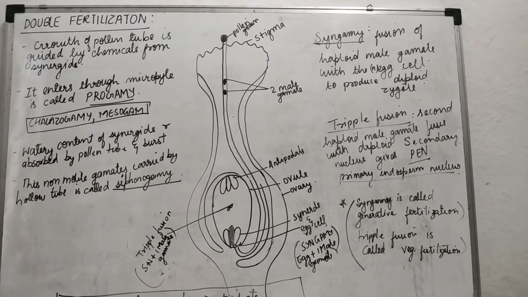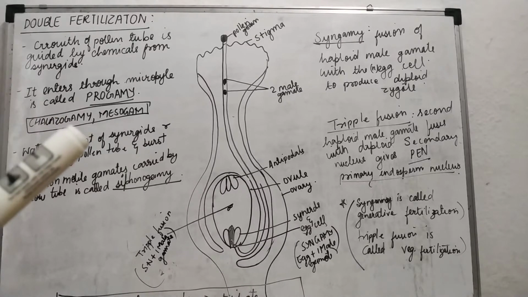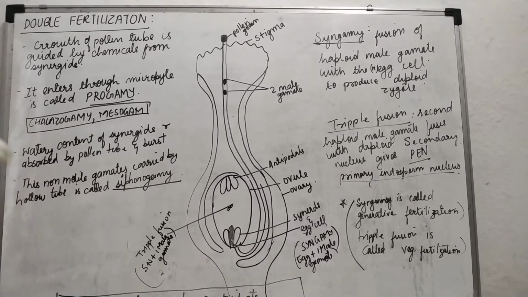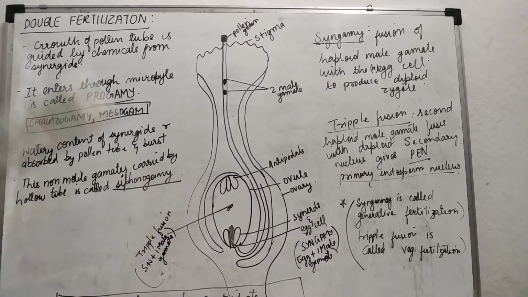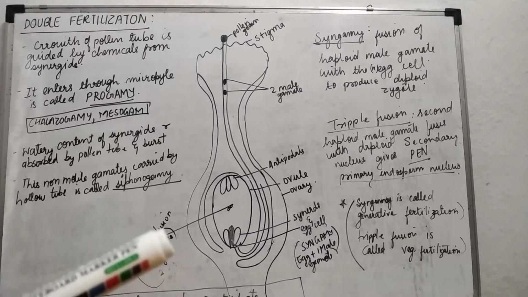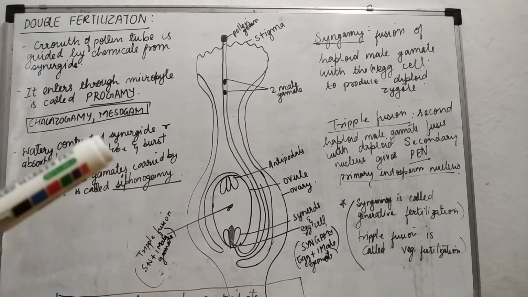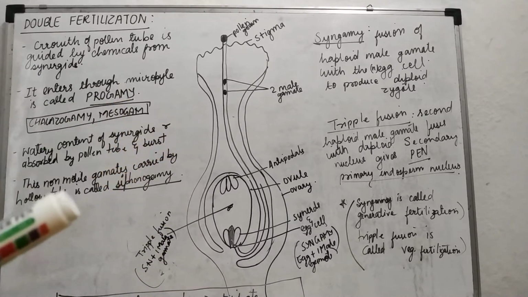There are various ways in which fertilization occurs in plants. If the pollen tube enters through the chalaza, it is called chalazogamy. In other plants, not in angiosperms, if it enters through the integuments, which are these foldings we studied before when we were studying the female gametophyte, then it is called mesogamy. Clear? Progamy, chalazogamy, and mesogamy.